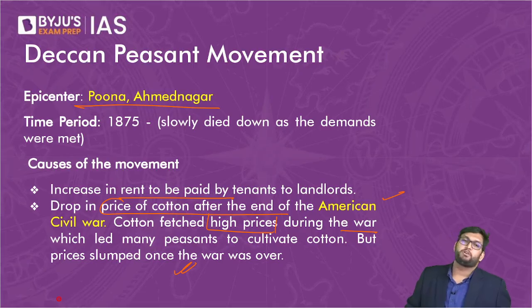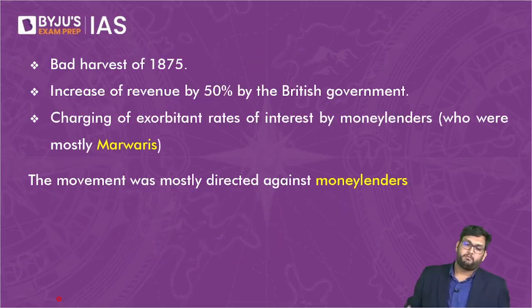Why didn't they improve the quality of cotton? You would need to introduce long staple cotton. It needs more water, and generally, it's easier to grow short staple cotton. The Indian conditions are better for that also. There will be a bad harvest in 1875, and an increase in revenue by 50% by the British.